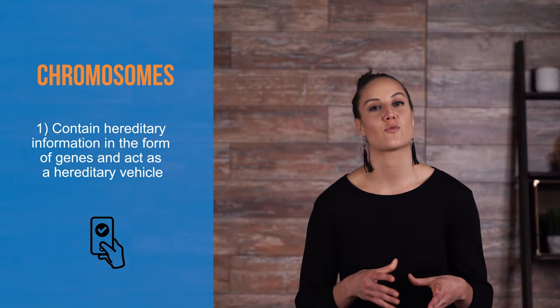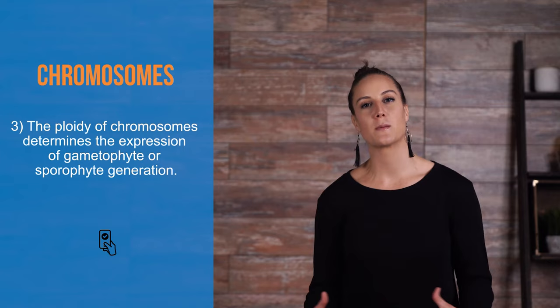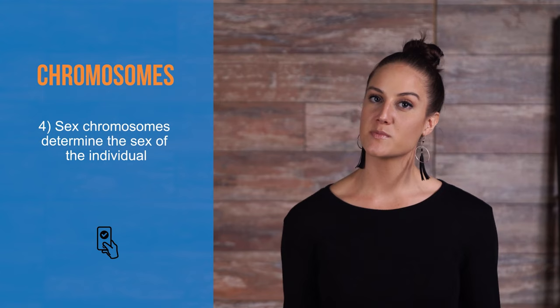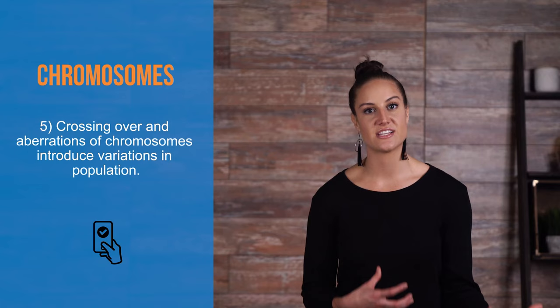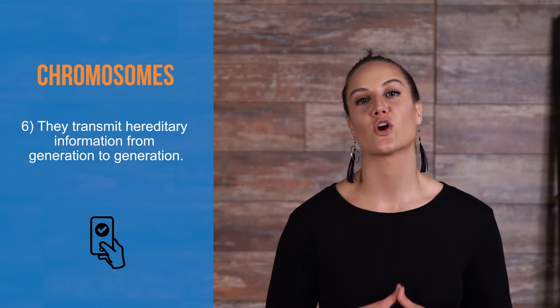Functions of chromosomes. Chromosomes contain hereditary information in the form of genes and act as a hereditary vehicle. They control division, growth, metabolism, and differentiation in a cell. The ploidy of chromosomes determines the expression of gametophyte or sporophyte generation. Sex chromosomes determine the sex of the individual. Crossover and aberrations of chromosomes introduce variation in population. Chromosomes transmit hereditary information from generation to generation.